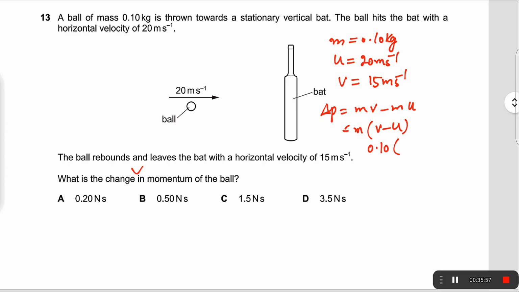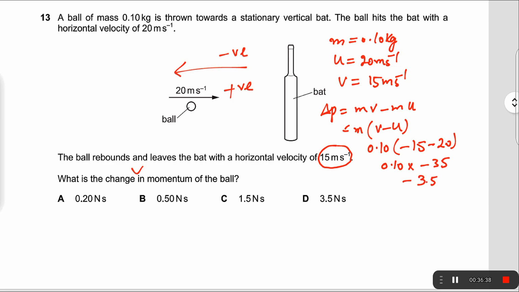And what is v? v is final velocity, which is 15 meter per second, and that will be in another direction. So this one is positive, this one is negative. You know velocity is a vector quantity and direction plays a very important role. So this is minus 15 and this one is minus 20. So how much is this? This is equal to 0.10 multiplied by, I think, 35. So this is equal to 3.5, that is in minus.